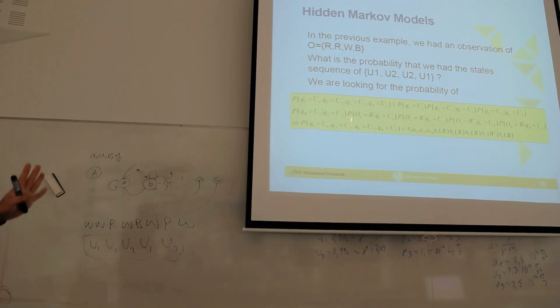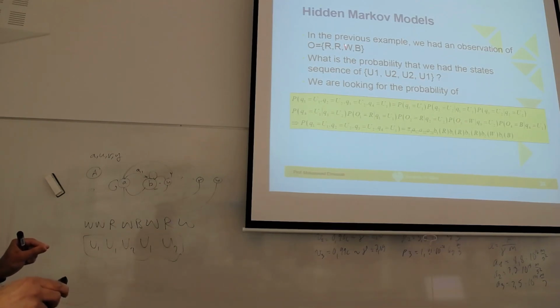The first part was related to the observable Markov. But now it is hidden, because the red can come from either urn 1 or urn 2. But we are looking for this probability: the probability that observation 1 is red, given that the first state is urn 1; the probability that the second observation is red, given that it came from urn 2; the probability that the third observation is white, given that it came from urn 2 again; and finally, the probability that the fourth observation is black, given that it came from the first urn.